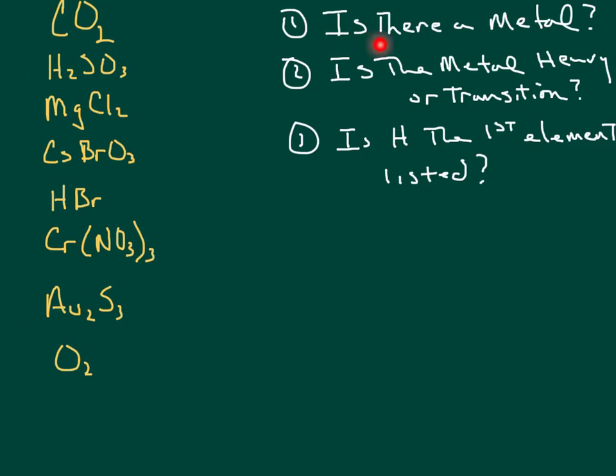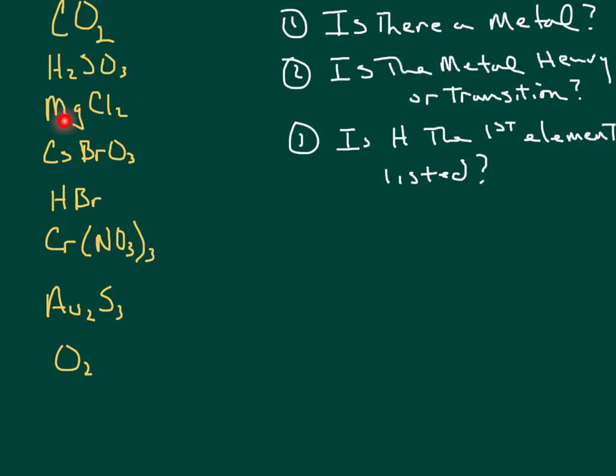So again, is there a metal? Is the metal heavy or transition? Is hydrogen the first element listed? If you look at the first one here, carbon and oxygen are both, there's no metal. So I go down to this one, is hydrogen the first element? No. So I'm going to be using Greek prefixes. And here, is there a metal? No. Is hydrogen the first element listed? Yes. So I'm looking at an acid.